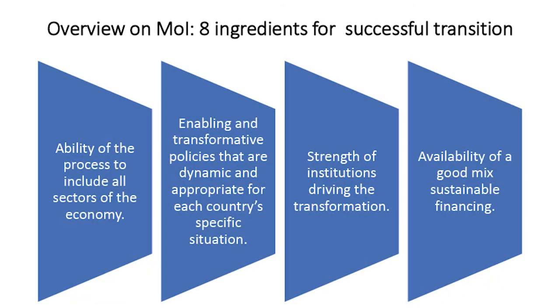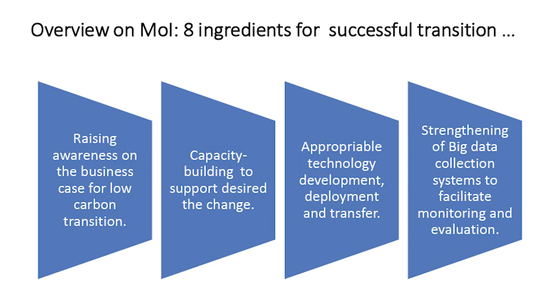Now, there are eight ingredients for successful transition in terms of means of implementation. Number one, we look at the ability of the process to include all sectors of the economy. Number two, we look at enabling and transformative policies that are dynamic and appropriate for each country's specific situation. Number three, we look at strength of institutions driving the transformation and also the means of implementation. Number four, we look at the availability of a good mix of sustainable financing. Number five, we look at raising awareness on the business case for low carbon transition.